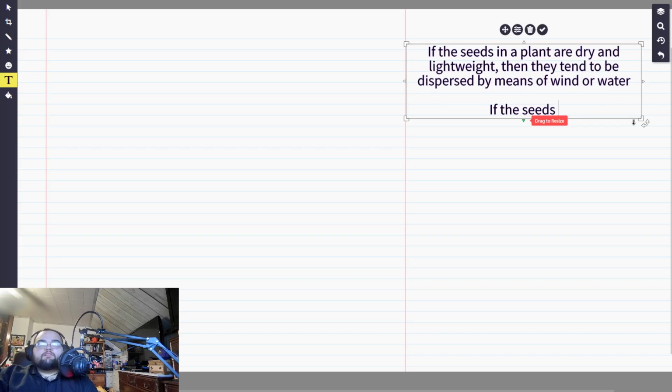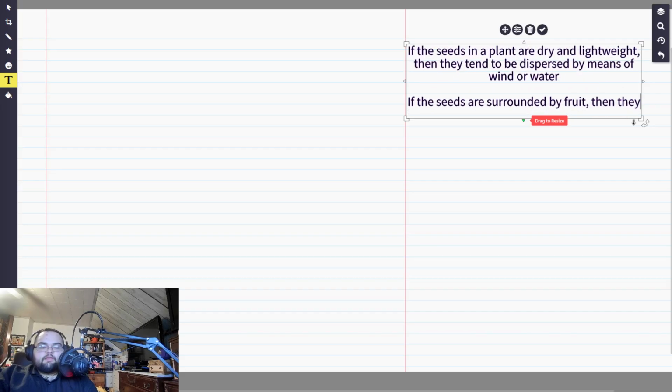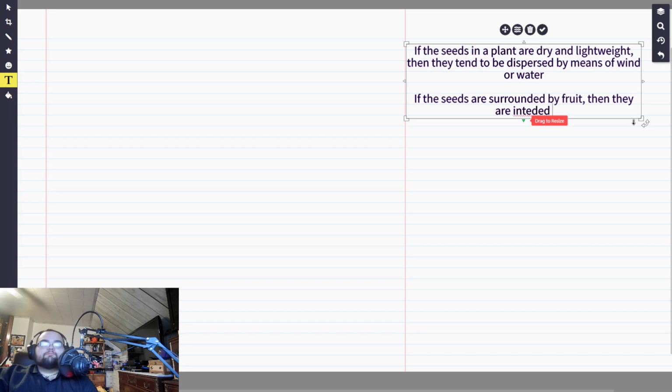If the seeds are surrounded by fruit, then they are intended to be dispersed via animal. So fruit, tasty. Love me fruit, love me apple, love me orange, love me some banana. I eat banana. Banana have seed. Well, I eat banana, I digest flesh of banana, I don't digest seed.